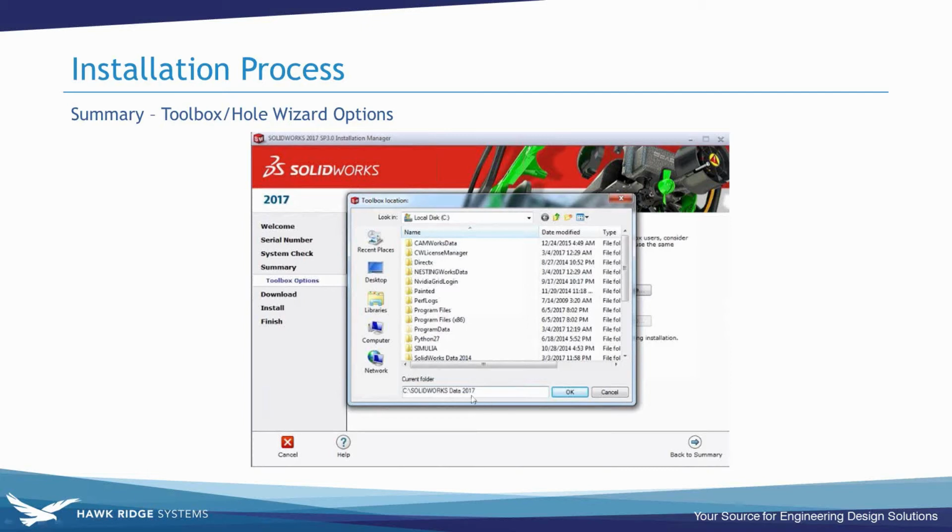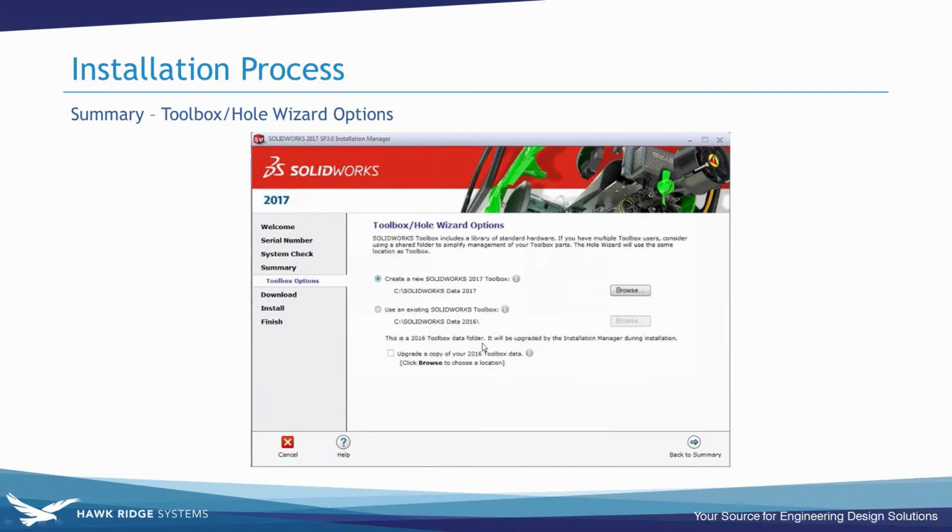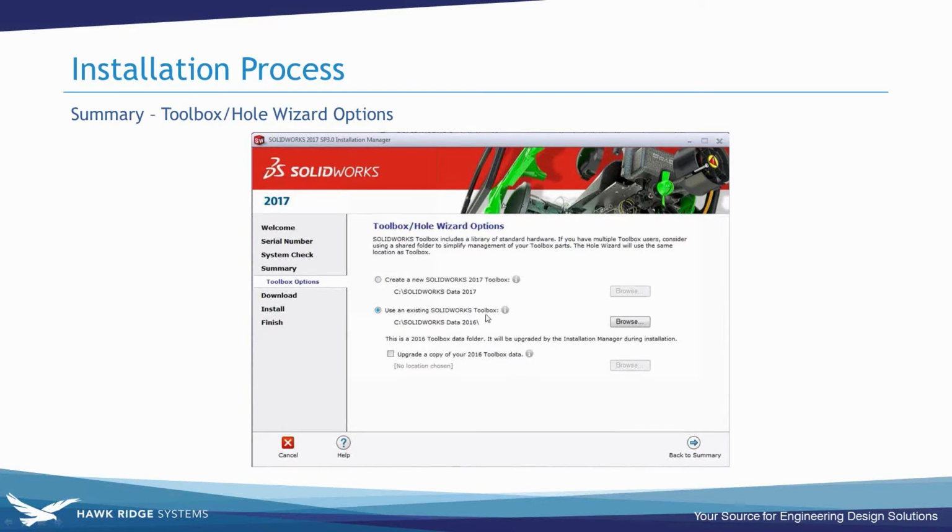So just specifying the year organizes it a little bit better. So we'll go back, and there's this use an existing SolidWorks toolbox option. If you decide that you want to upgrade from 2016 to 2017, you can use your existing SolidWorks toolbox database. So if you've made any customizations to that toolbox in 2016 and you want to bring it to 2017, this is the option you want to use.